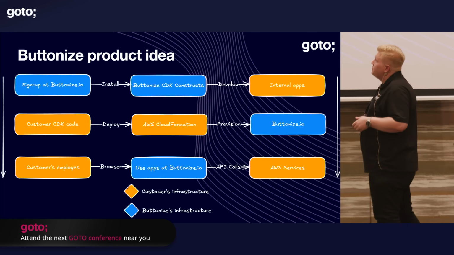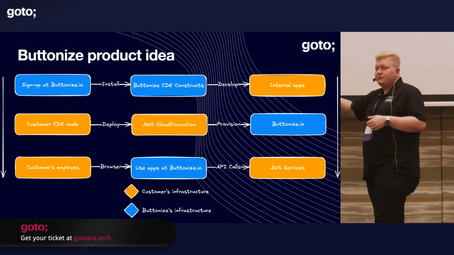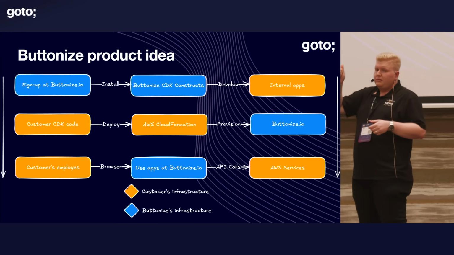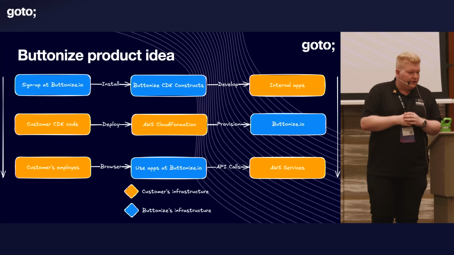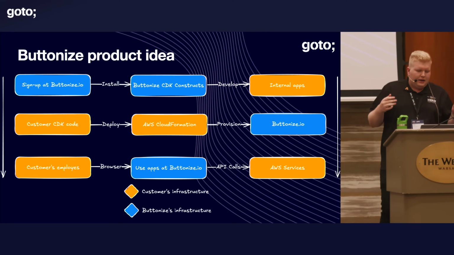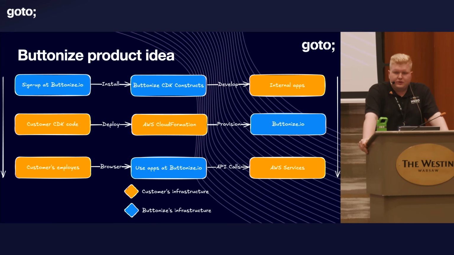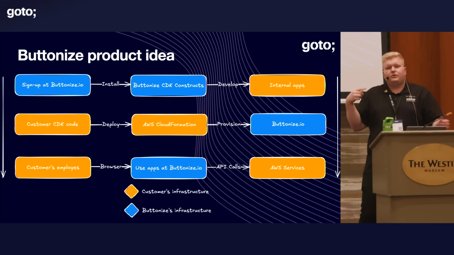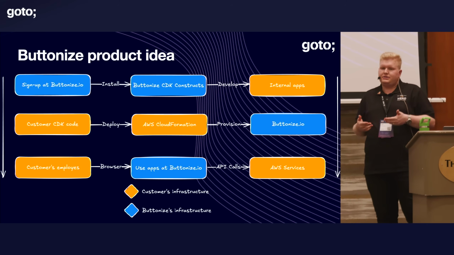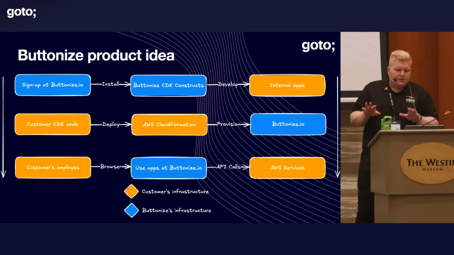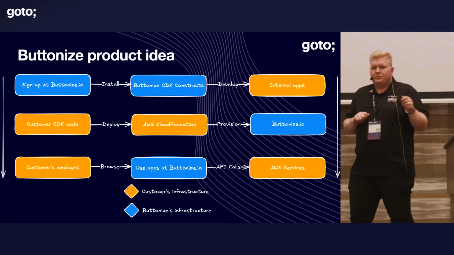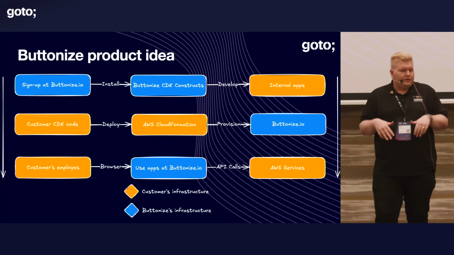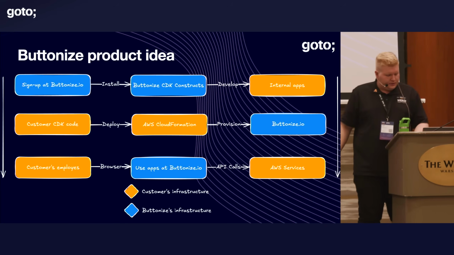The idea behind that was that you would sign up at Buttonize as a customer. You would install Buttonize CDK constructs, and then you would prepare your internal apps. Then the customer would deploy their CDK code to CloudFormation, which would provision all the Buttonize resources with proper access to your AWS account. And then they would use our app online. You would have the permission system there, and things around that.